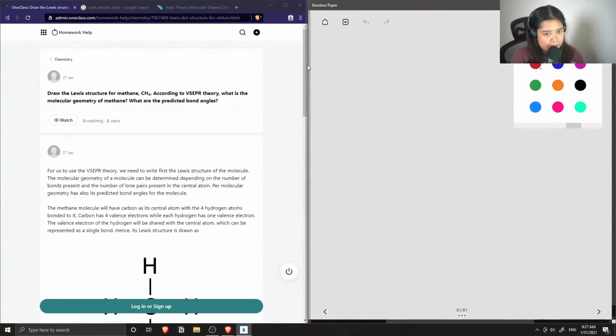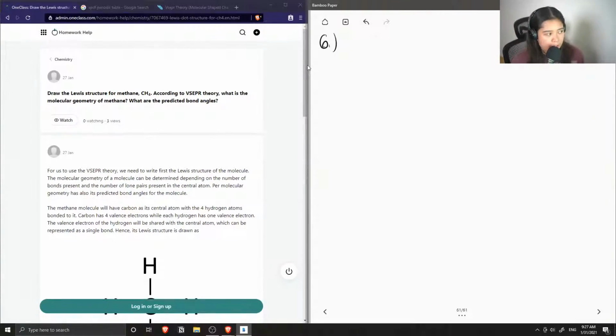Number 6. Draw the Lewis structure for methane, which is CH4. According to VSEPR theory, what is the molecular geometry of methane, and what are the predicted bond angles?